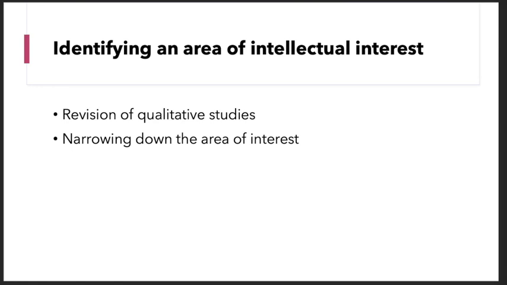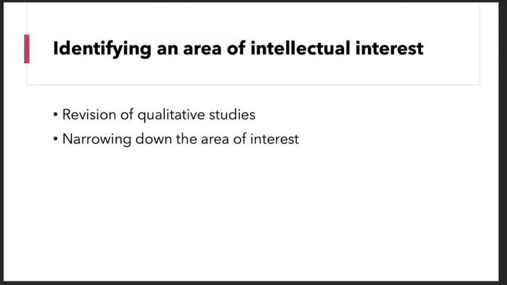The first stage is identifying an area of intellectual interest that a synthesis of qualitative research might inform. The form of the synthesis might be revised through reading of the qualitative studies. You may only start with an area that is interesting to you and then you develop that through reading and researching what has been written on the topic.